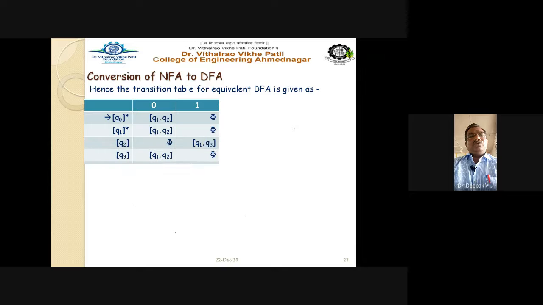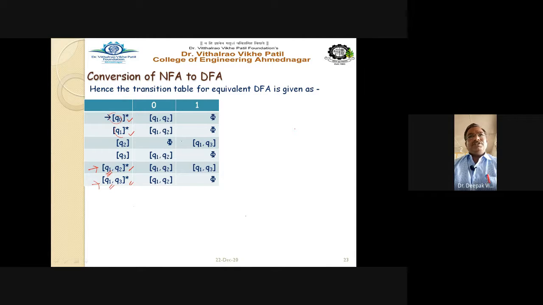First 4 rows are common. Only the transitions which we have calculated for Q1, Q2 and Q1, Q3. So as you know, Q0 and Q1 are the final states. So wherever there is an appearance of Q1 as well as Q0, you mark it as a final state in the resultant DFA. So here is an appearance of Q1 and Q1. So this entire state is marked as a final state.